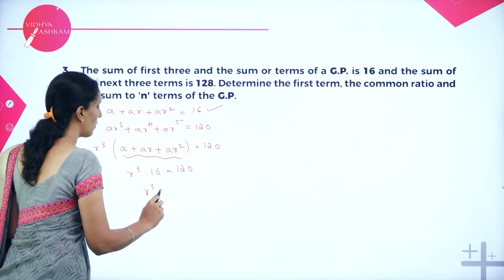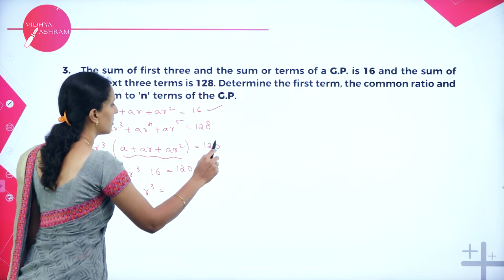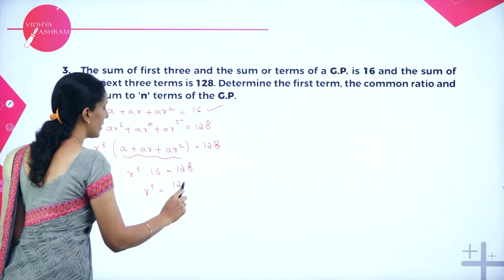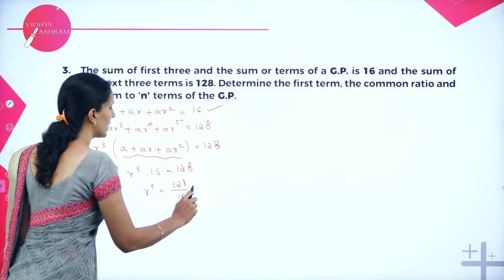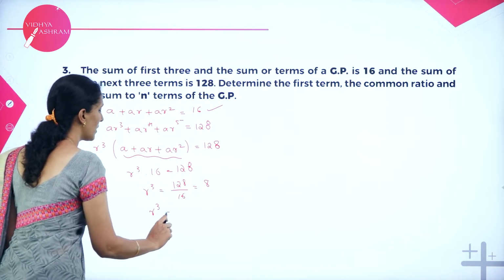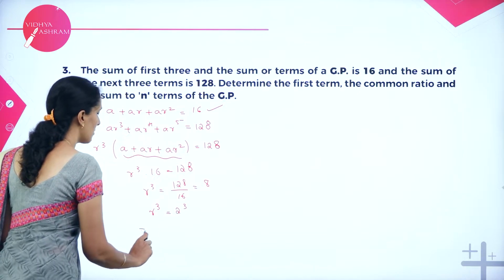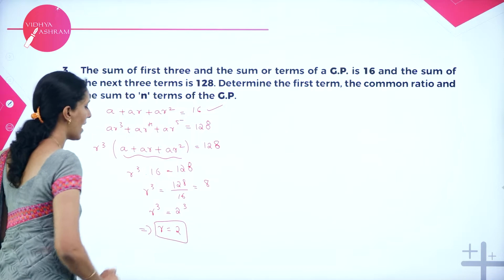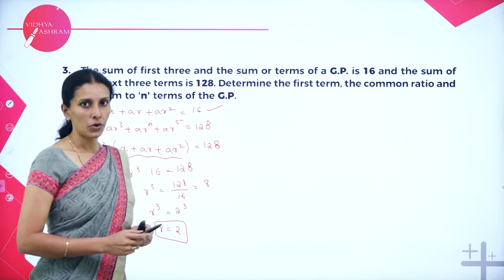R cube is equal to, so this is 128, not 120. So 128 divided by 16 is equal to 8. So therefore R cube is equal to 2 cube. This implies R is equal to 2. So we got the common ratio as R is equal to 2 now.